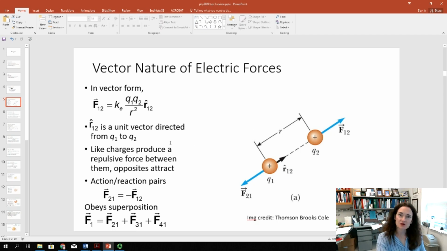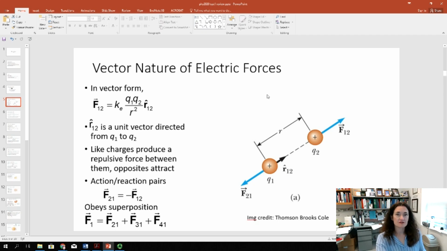All right, also remember about your Coulomb's law force, that it's an action-reaction pair. So as shown here, the force from charge 2 on charge 1, shown here as F21, is opposite in direction but equal in magnitude to the force on charge 2 from charge 1, shown here as F12. And that will always be the case for this Coulomb's law force. It's part of an action-reaction pair.